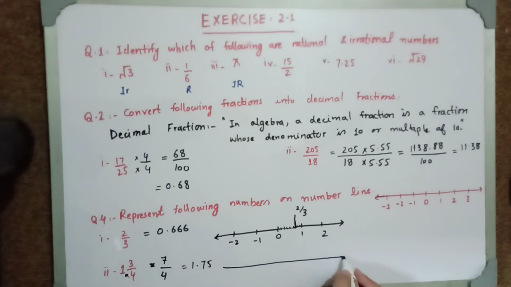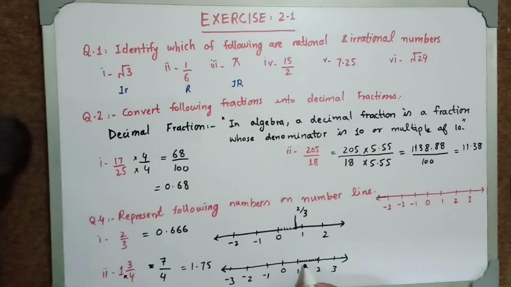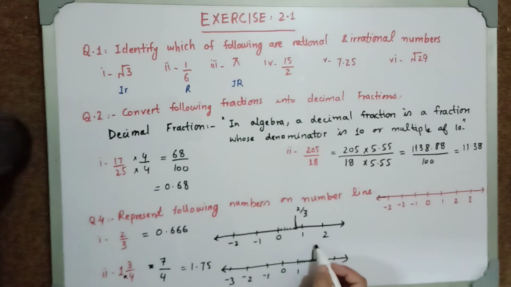So let's draw the number line again. Now you can check that the number lies between 1 and 2, right? Here we have 1, 2, and -1, -2, -3. We're going to divide the interval between 1 and 2 into 10 equal small intervals. So let's see where 1.7 lies: 1.1, 1.2, 1.3, 1.4, 1.5, 1.6, 1.7. It's going to lie between 1.7 and 1.8 because it's 1.75. So it will be here, between 1.7 and 1.8. Here is the number 1 and 3 by 4. Okay, and that's all.